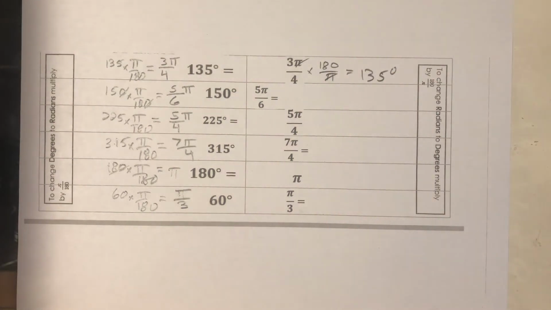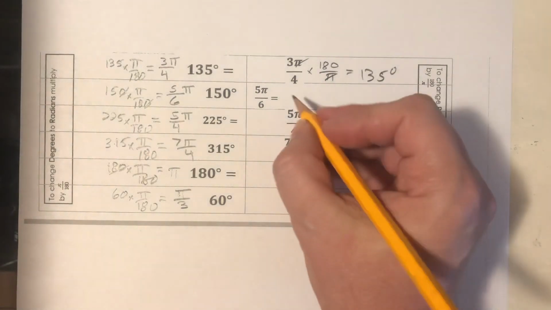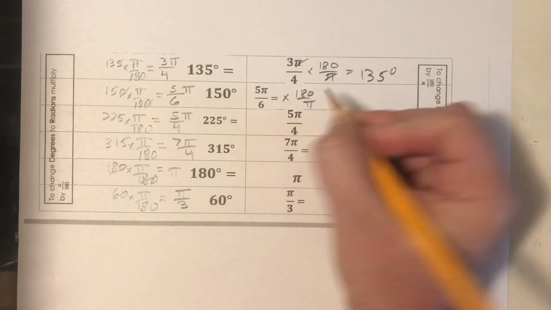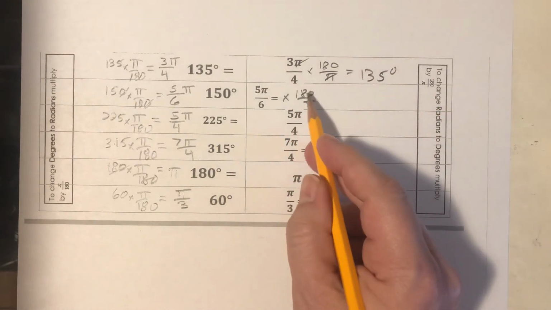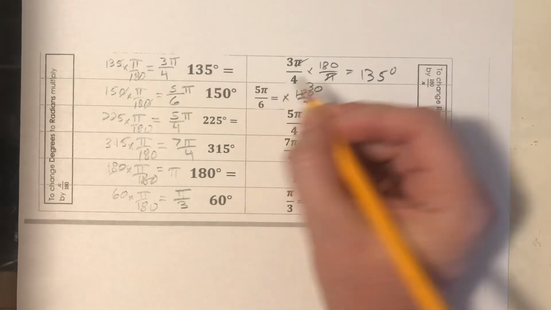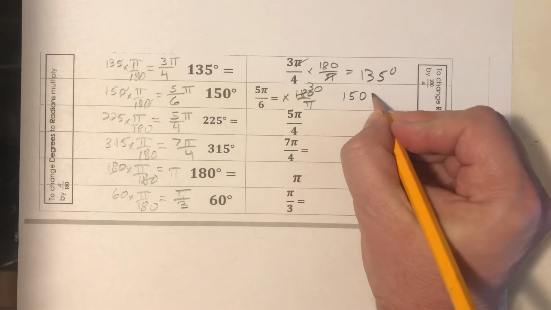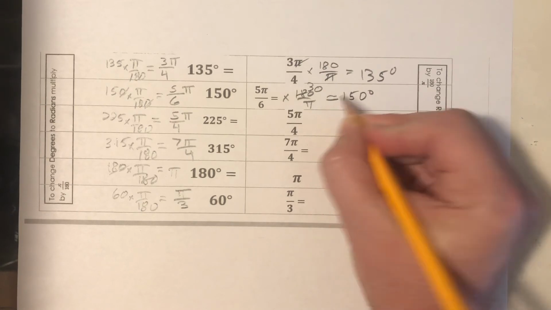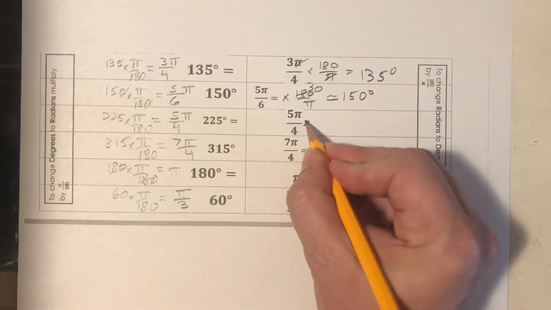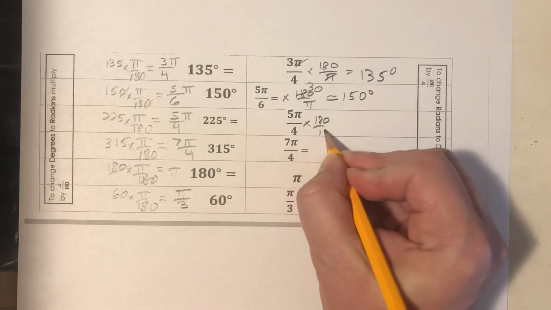Okay, next problem, 5 pi over 6. You would multiply by 180 over pi again. And then obviously 180 divided by 6 is going to be 30. 30 times 5 is 150, so that's 150 degrees. All right, 5 pi over 4, again, 180 over pi.